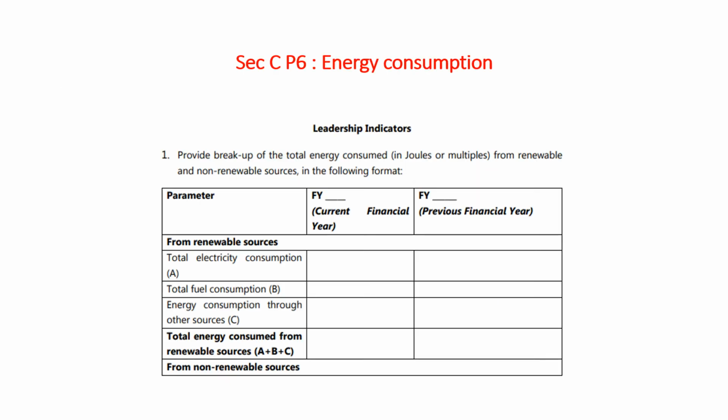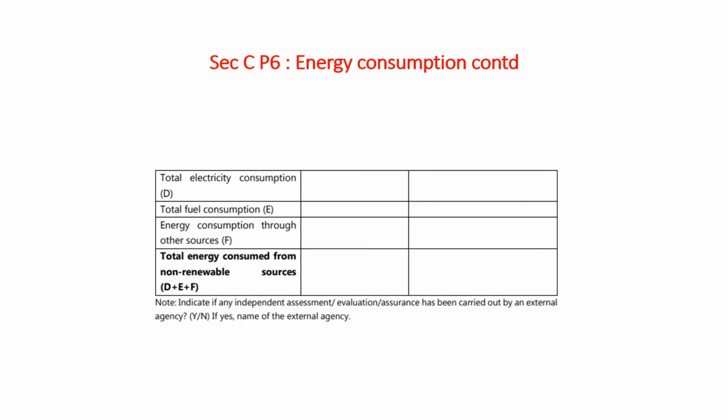So this is about leadership indicators under energy consumption. Provide breakup of total energy consumed from renewable and non-renewable sources. So that is what is coming under the voluntary part of Principle number 6. Total electricity from renewable sources and from non-renewable sources is what you have to provide. Electricity, fuel, energy, etc. So here we will go on to report about total electricity consumption, fuel consumption, and energy consumption through other sources from non-renewable sources.